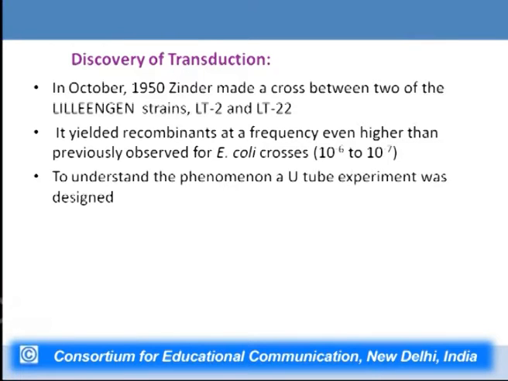Now, what was happening? To understand this, he performed a U-tube experiment. This type of experiment was earlier done by Davis using the E. coli K12 strain, where he was also trying to understand why recombination was occurring in E. coli strains. In this U-tube experiment, two different cultures were grown in the separate arms of a glass U tube. The tube of glass was shaped like the alphabet U, and the two arms had different strains of Salmonella typhimurium growing in them.